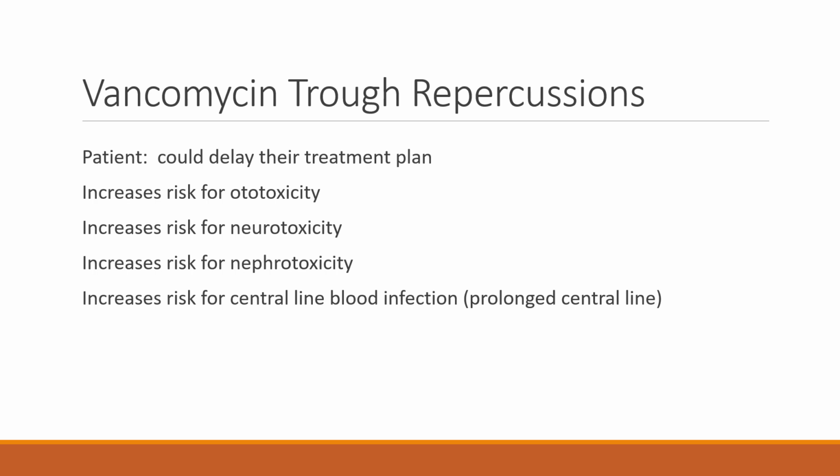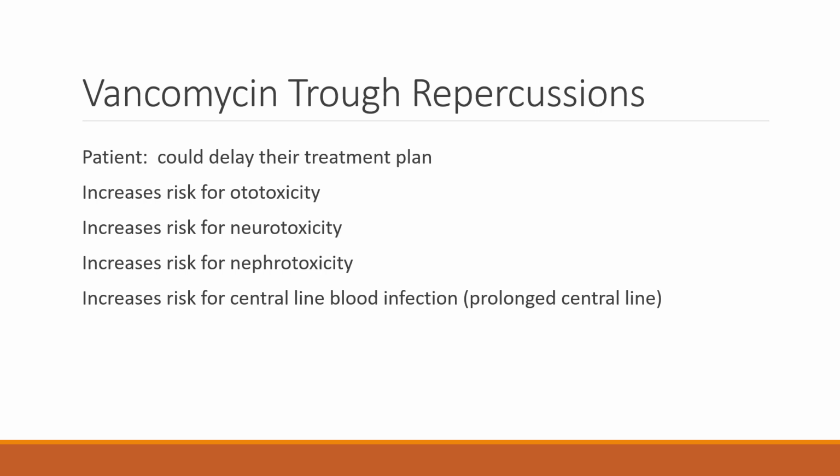As far as the patient goes, if your vancomycin trough level is obtained in an untimely manner, it could affect your patient, causing them a delay in their treatment plan, which we wouldn't want to do, or even a change in their treatment plan. It can absolutely increase their risk for oto, neuro, and nephrotoxicity, as we talked about earlier. It also puts your patient at risk for a central line blood infection due to prolonging the central line in your patient.